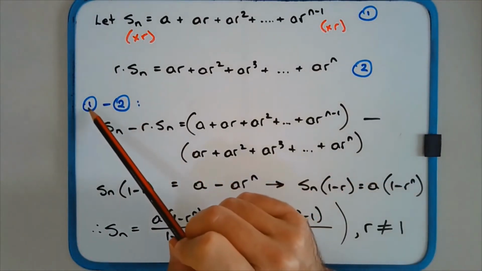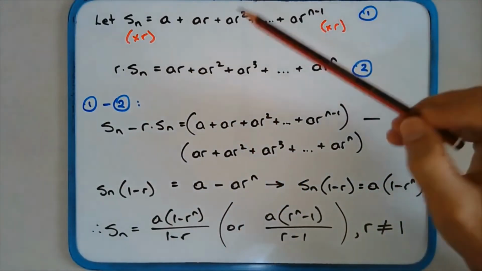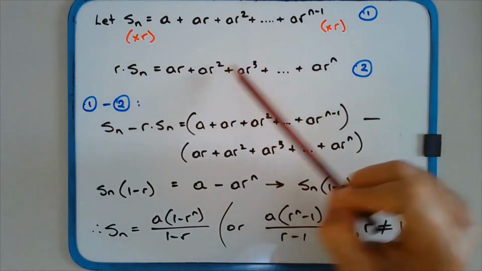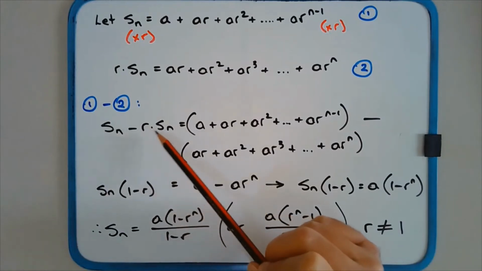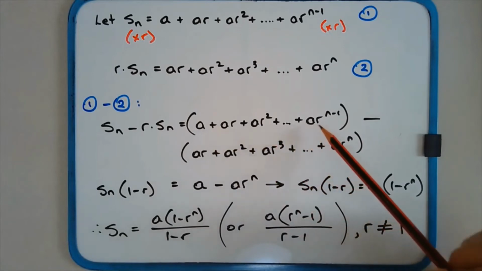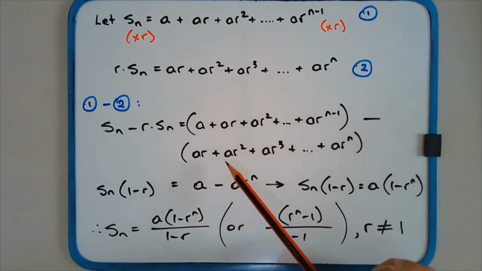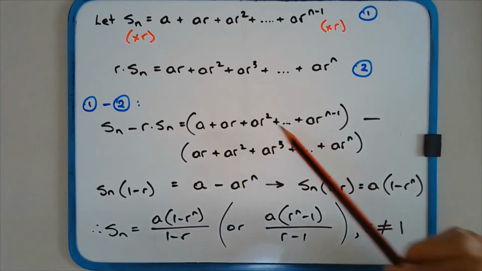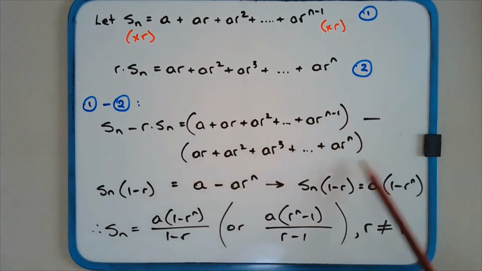Now, if we take equation number 1 and subtract from that equation number 2, we're going to get a lot of cancellation. So the ar squared from equation 1 will cancel with the ar squared from equation number 2 and so on. So what we end up with is Sn minus r times Sn is equal to a plus ar squared plus ... plus ar to the power of n minus 1, minus ar plus ar squared plus ar cubed plus ... plus ar to the power of n. So that's the right-hand side of equation 1, and that's the right-hand side of equation number 2.